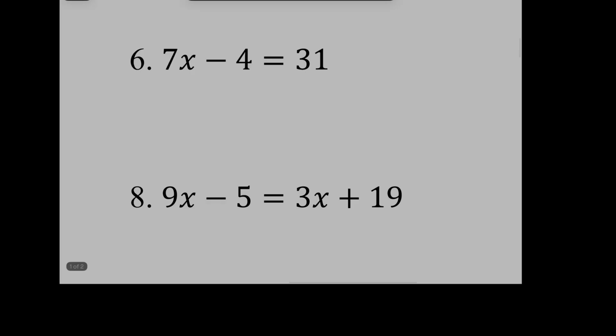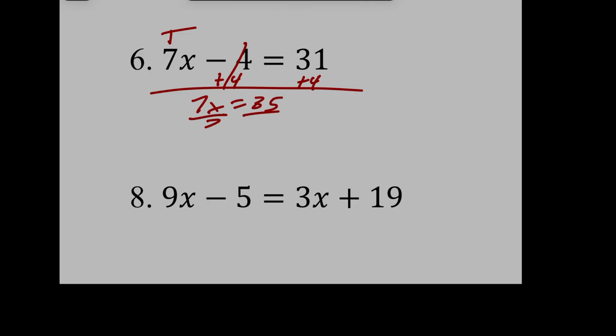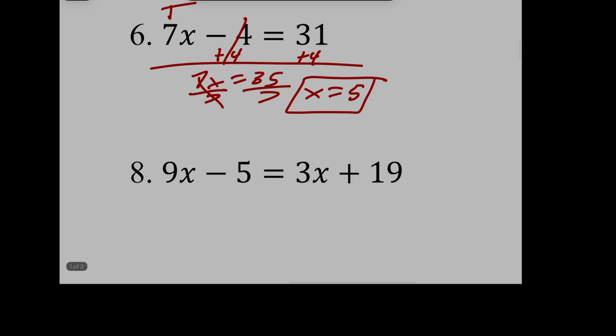Number 6, two-step problem. First step is to get the x by itself, the x value, the x term. Okay, that's called a term. And so once I do that, they die. 7x equals 35. That's step 1. Step 2, now I get the x by itself by dividing by that 7, and I'll get x equals 5.